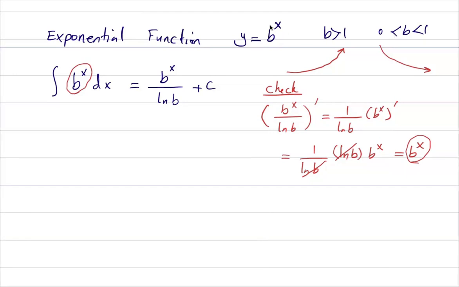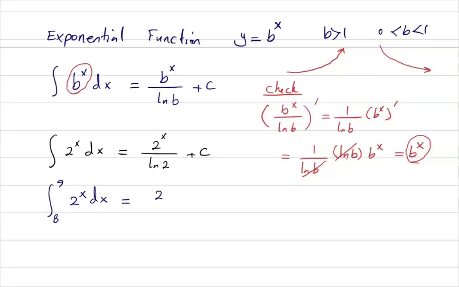Now suppose you have the integral of 2 to the x dx. Following the formula, this is 2 to the x divided by ln of 2 plus constant of integration. If I ask you to calculate a definite integral, the definite integral of 2 to the x dx as x ranges between 8 and 9, this is 2 to the x divided by ln of 2 as x ranges between 8 and 9.